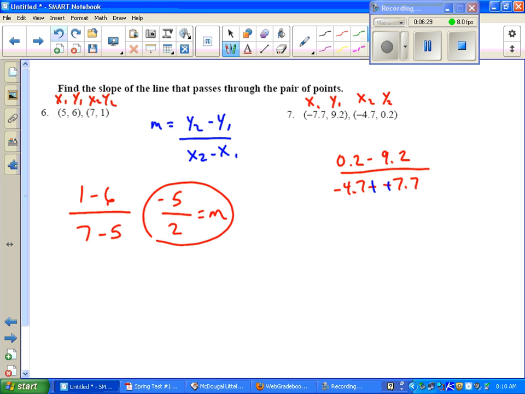So we have 0.2 minus 9.2, and that'll give you a negative 9 on top. And negative 4.7 plus 7.7 will give you a positive 3. So you have negative 9 over 3, or negative 9 divided by 3, which makes your slope a negative 3 in simplified form. So your slopes again: negative 5 over 2 for number 6 and negative 3 for number 7.